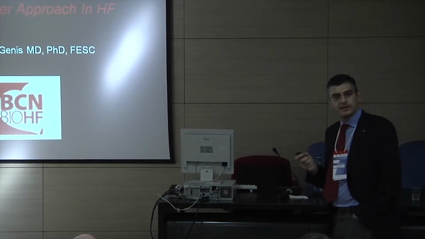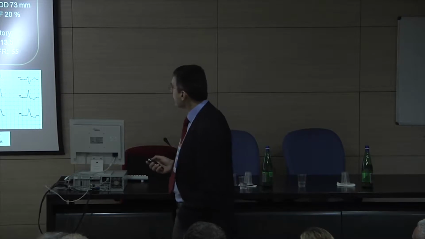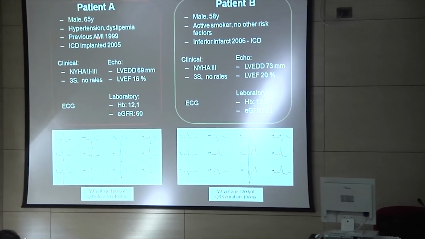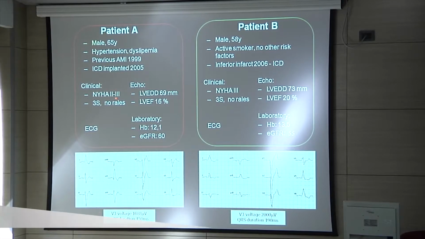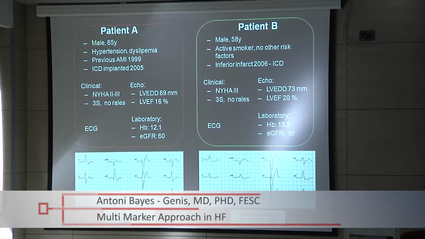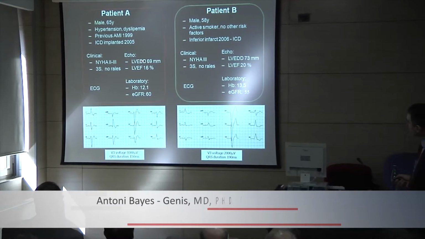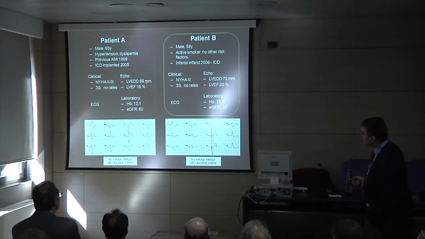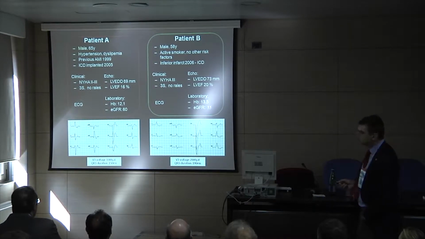I heard that you guys have been a week in Rome learning about heart failure and biomarkers. So let's have two patients here. Patient number A is a male, 65 years of age, hypertension, dyslipidemia, acute myocardial infarction in 99, ICD implanted in 2005. Now comes to the clinic with New York Heart Association class 2-3, third heart sound, no rales. We do echo regularly, routinely, end-diastolic diameter 69, which for those who are not accustomed to this, normal values would be maximum 55, ejection fraction 16%, which is severely depressed.